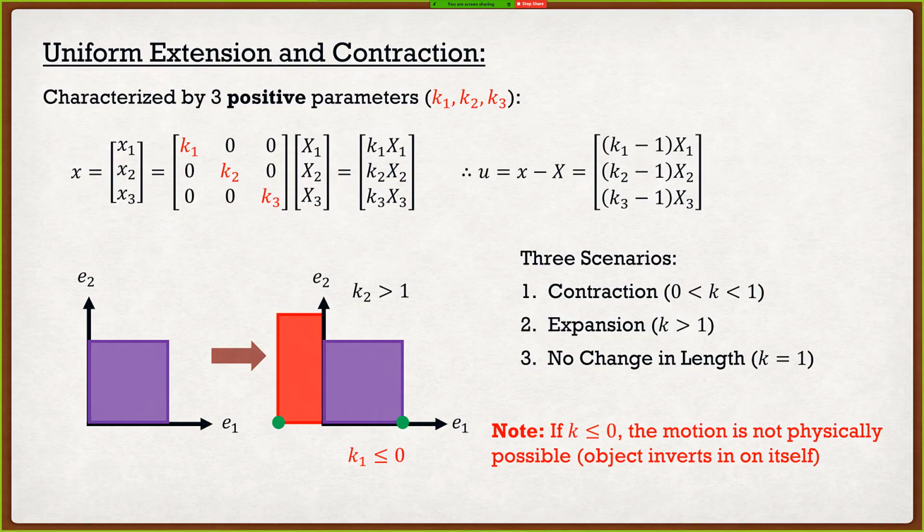With math, we can make anything work. However, it's not physically possible. So if it's not physically possible, well, it really defeats the purpose of this course. So we don't really deal with k less than or equal to 0. And the reason why is that the object inverts upon itself, or basically it becomes inside out, if you will. All right, so that's uniform extension and contraction.